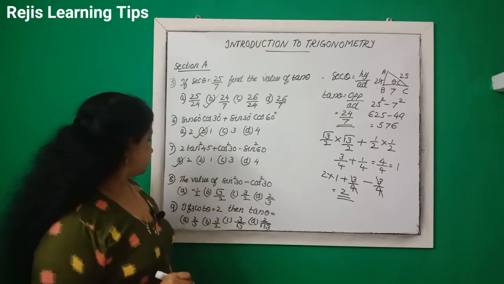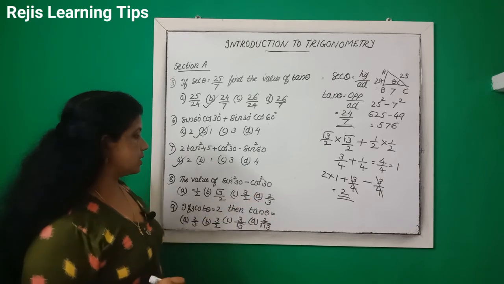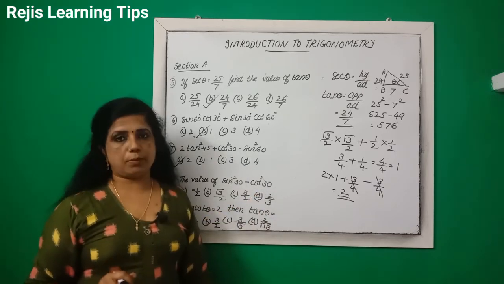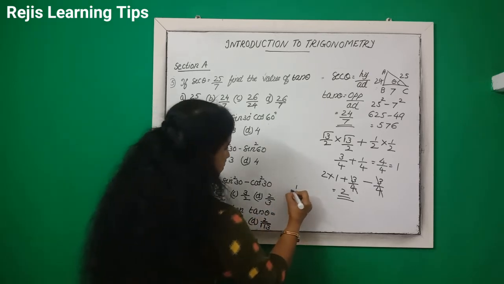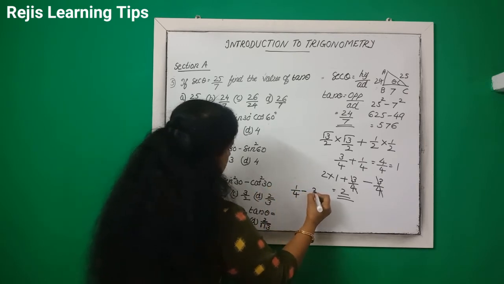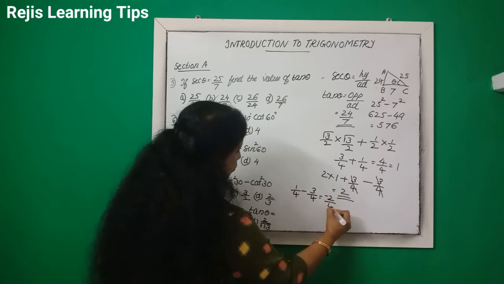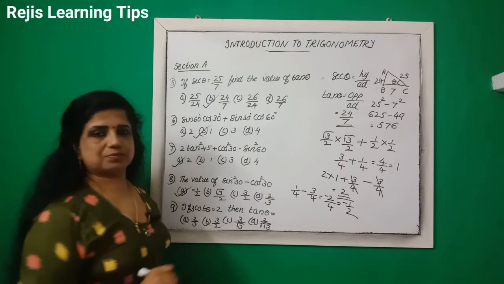Okay, then the value of sin square 30 minus cos square 30. Sin 30 is 1 by 2, 1 by 2 square is 1 by 4, minus cos 30 root 3 by 2 squared, that is 3 by 4. That is equal to minus 2 by 4, that is equal to minus 1 by 2. So, our option A. Okay.